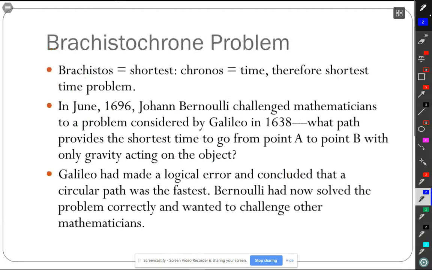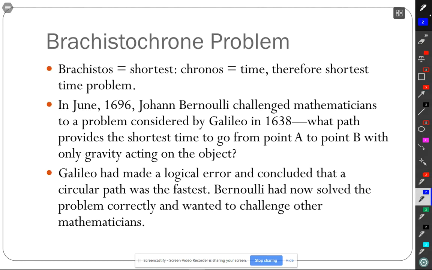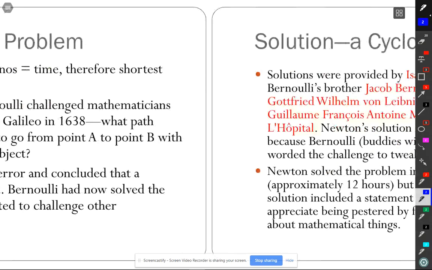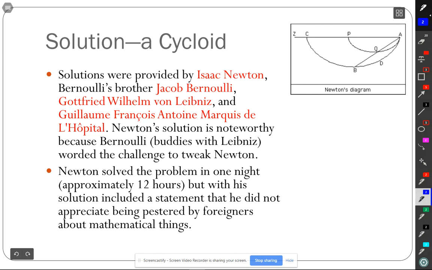And of course, Johann Bernoulli had already figured this out before he published it. You don't put out a challenge and then say, oh, golly, you're right. You're like, well, I have the solution and you missed it.